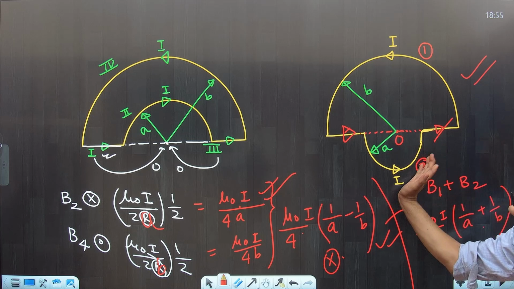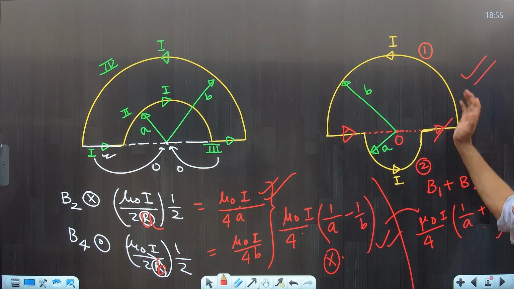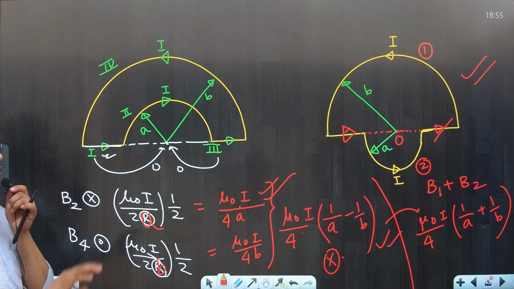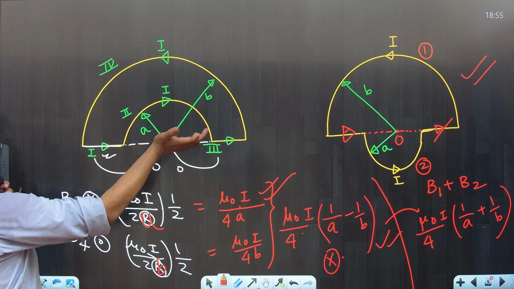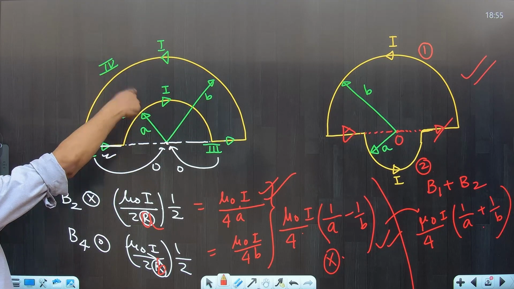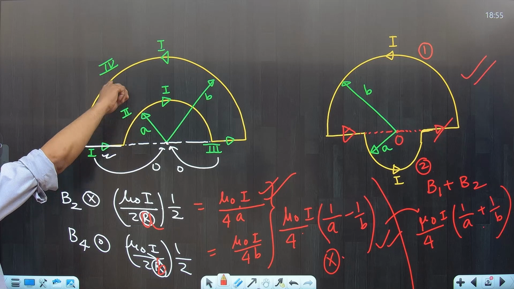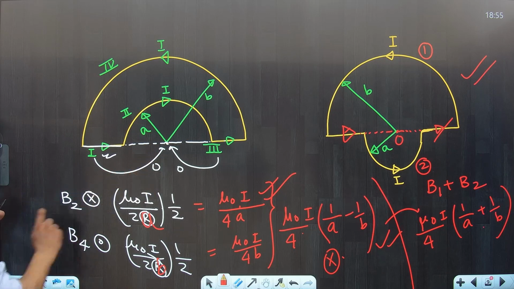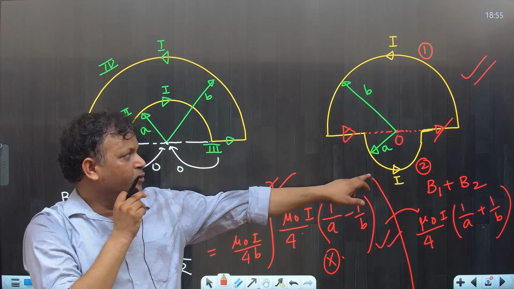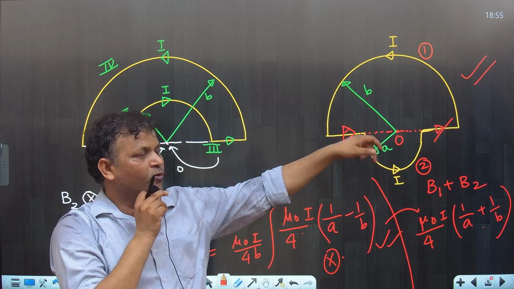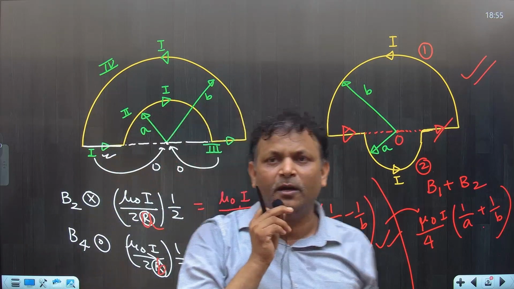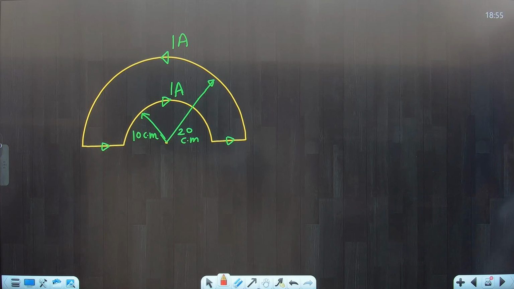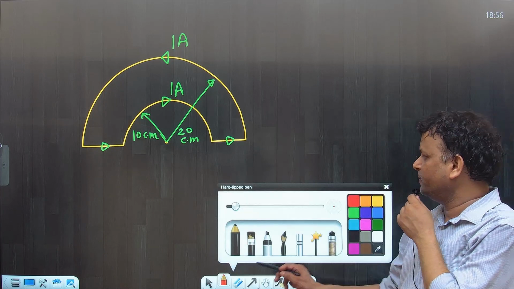I curl my right hand fingers along this, it goes out. Curl your right hand fingers, it goes out. In this case, as you curl your right hand fingers, it goes in, and for this it goes out. In these two cases, in this case, these two semicircles have magnetic field at center in opposite direction, and in this case, due to these two semicircles, magnetic field at O is adding up, and that is out of the paper, right? So now let us calculate this question, magnetic field at O.